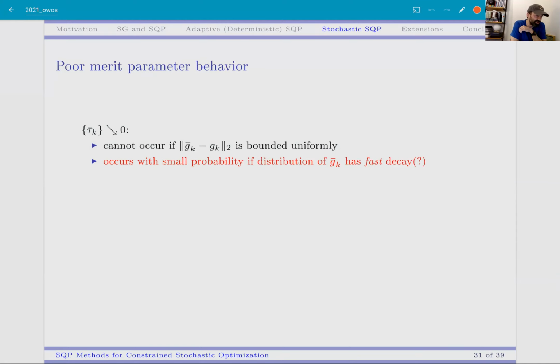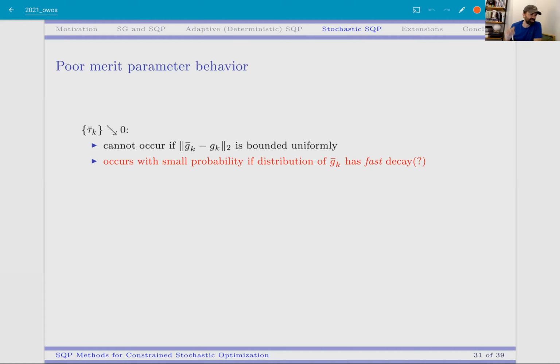The other possibility that you worry about is that because of the stochasticity of the gradients, the merit parameter might vanish. But this would not occur if you had some more boundedness on the stochastic gradient estimates. If they were uniformly bounded, everything would be fine. I also say here, and this is in red because this is more of a conjecture, that if you had, say, variance that diminished more quickly, then you might be able to prove things like, with high probability, at least over some finite number of iterations, the tau would not get too small.